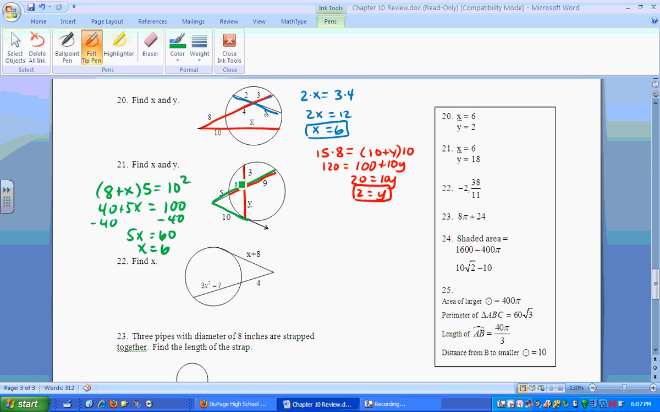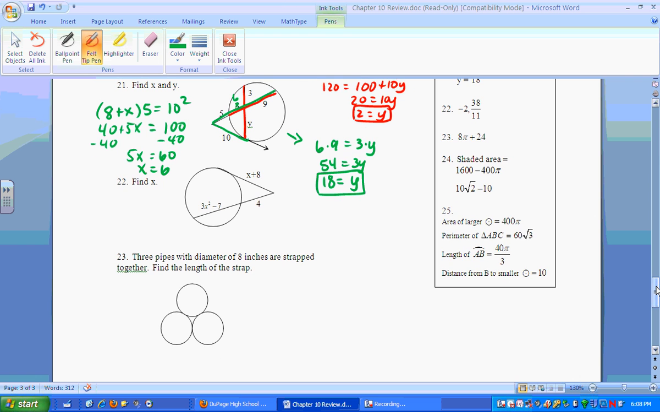Now we know that this piece is 6 instead of x. Now we can do the chord rule and say 6 times 9 is equal to 3 times y. And you do the math, and then y ends up equaling 18.